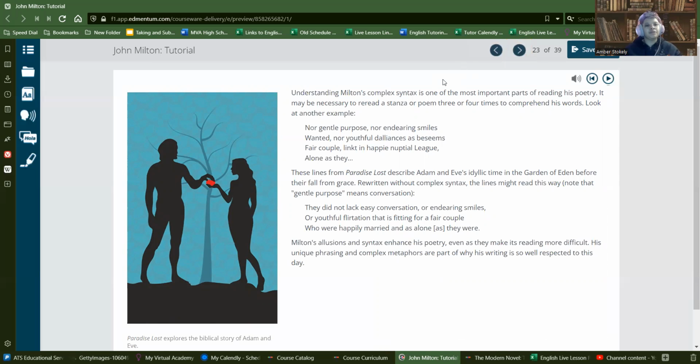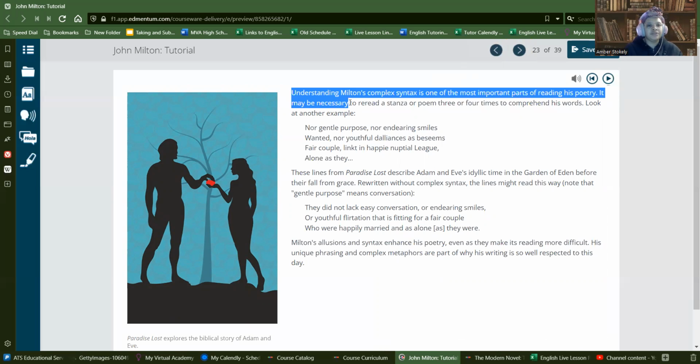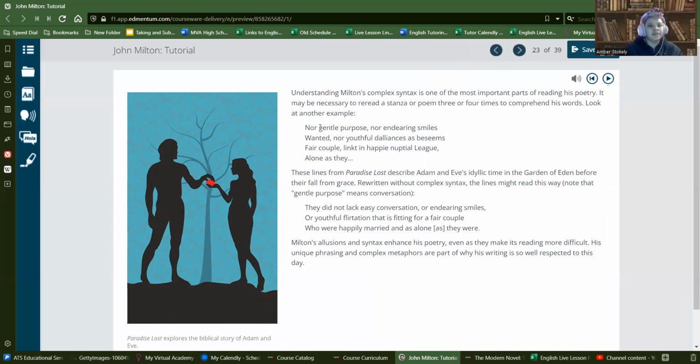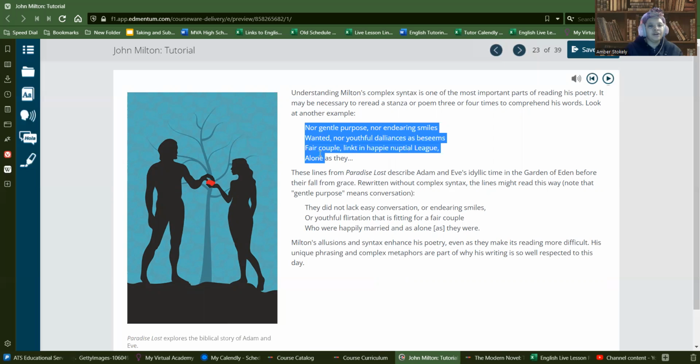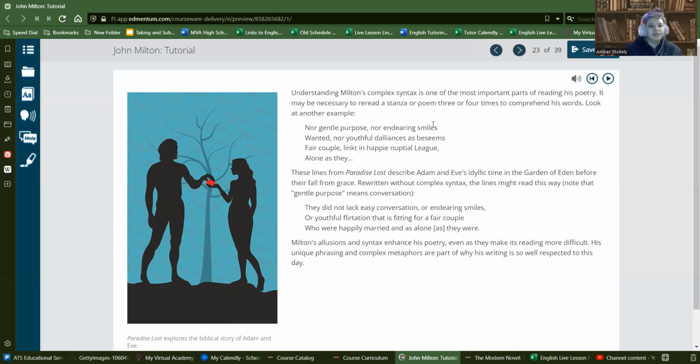Okay, so we get more examples here. Understanding Milton's complex syntax is one of the most important parts of reading his poetry. It may be necessary to reread a stanza, that's like a paragraph within a poem, or the poem itself, three or four times to comprehend the words. So they give you another example here. "Nor gentle purpose nor endearing smiles wanted, nor youthful dalliances as beseems fair couple linked in happy nuptial league alone as they." So basically, this is supposed to describe Adam and Eve's time in the garden.